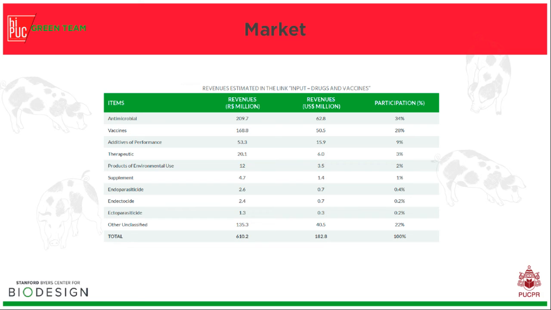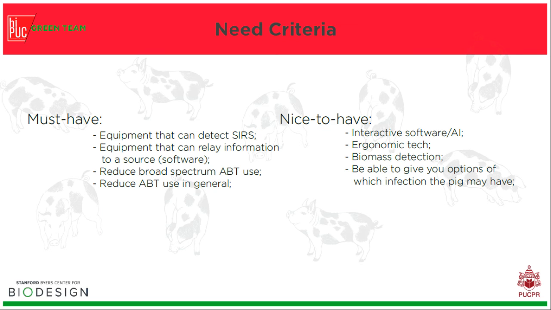This is the most critical part of our market analysis. So in the entire production of swines, we look at the first row that says antimicrobial, and it accounts for 34% of the cost of production of swines. As you can see, that's more than literally every other part of production. They spend the most amount of money on antimicrobial agents.